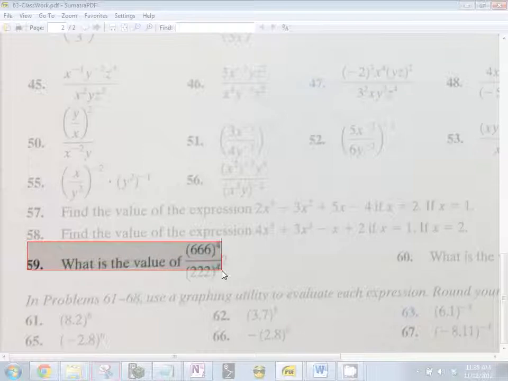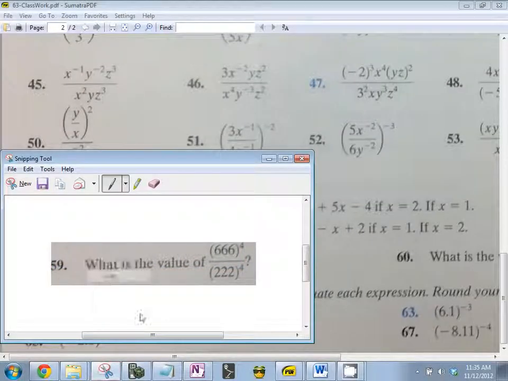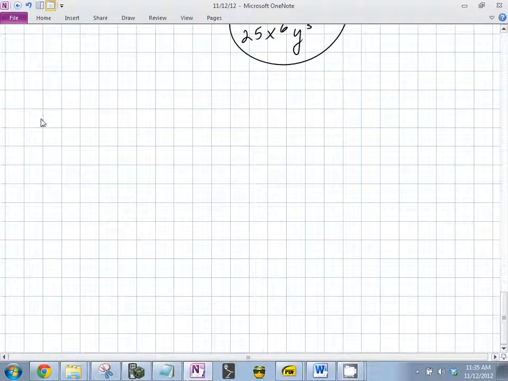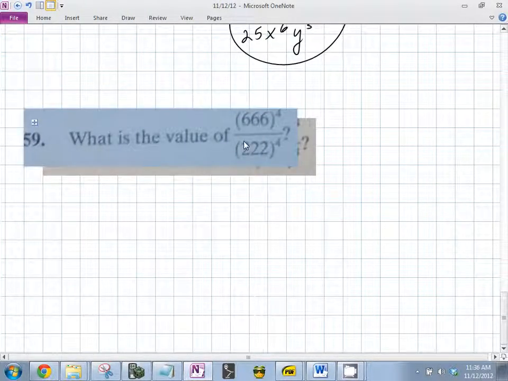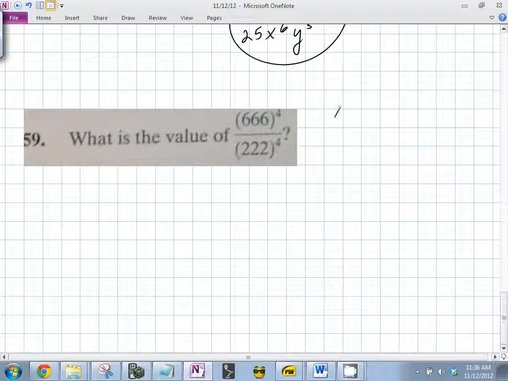59. How did you do 59? I'm just curious. How did people do it? Someone tell me. Generally speaking. One sentence. How'd you do it? Yeah? Calculator. Okay, so one method is type it into your calculator. How would you do it without a calculator?